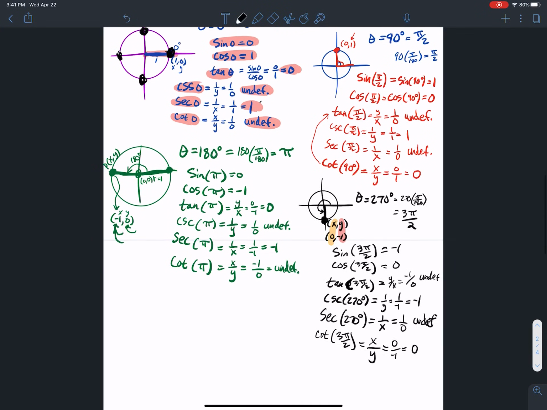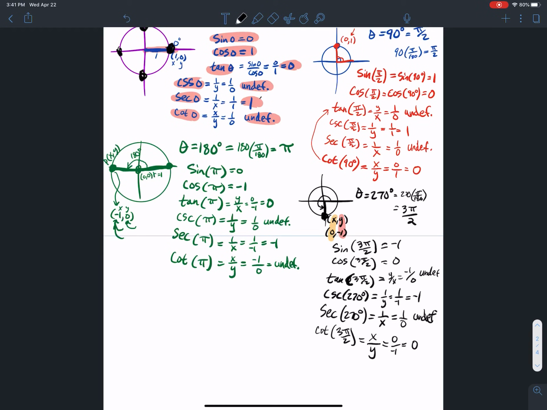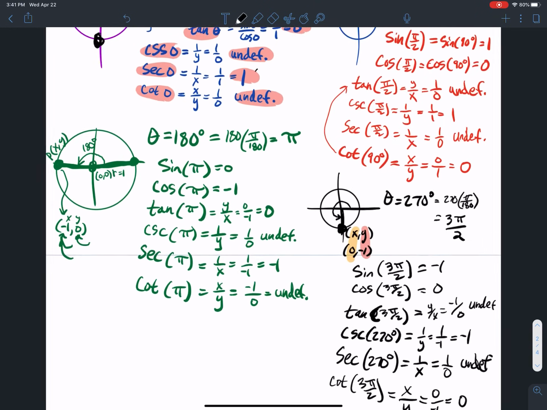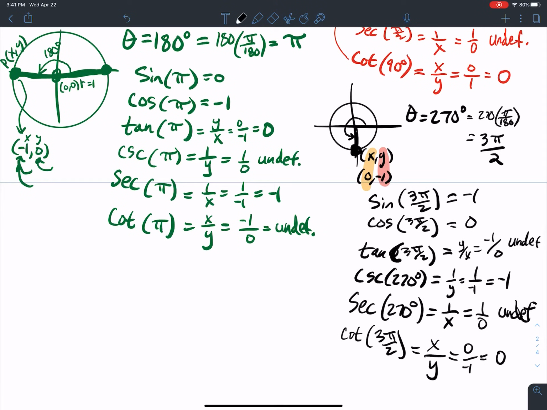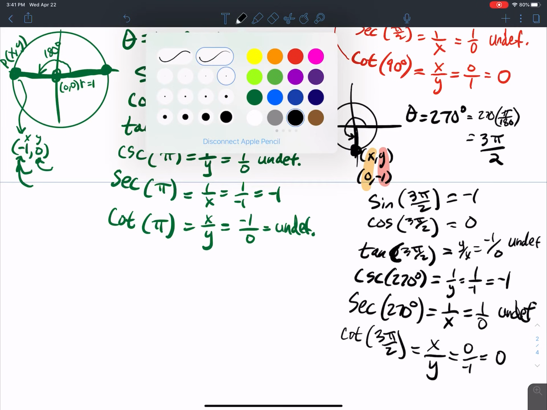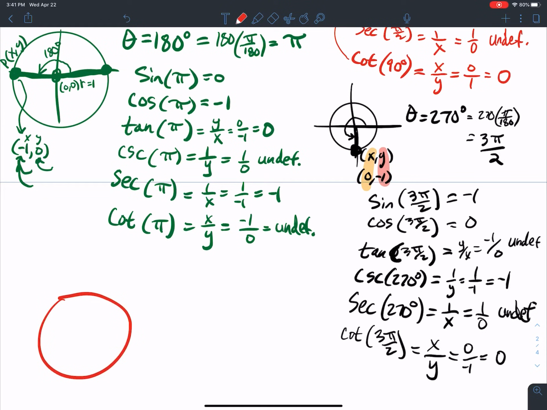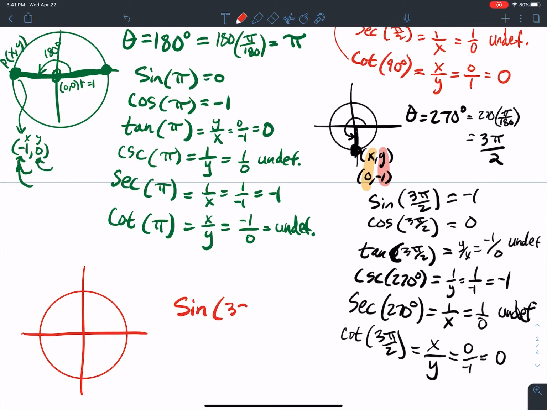Now, the thing is, if we have multiple values, we can have radians that are different radian lengths, and you can still get the same answer. So what do I mean by that? Say you've got a circle like this, okay? And say you're asked to calculate the sine of 3 pi.